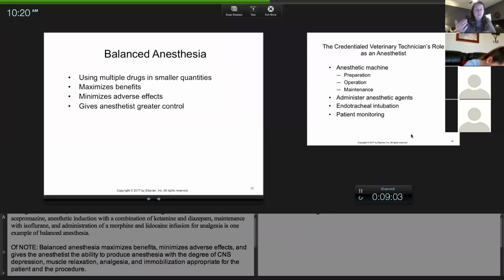Gas anesthesia has a lot of side effects. There's a lot of side effects to inhalants. So the goal is to run as low of an inhalant as possible. It's going to have less side effects on my patient, and my patient is going to do better. That is the whole gist of this balanced anesthesia.